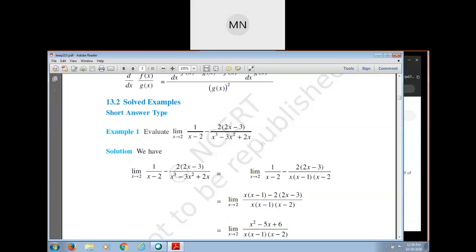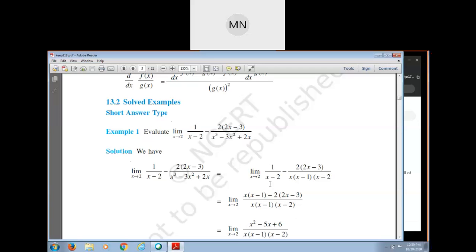In the next step, you have to factorize that expression. When we factorize x square minus thrice x plus 2, because this one is thrice x, it can be written as minus x minus twice x. So after factorizing, we get x into x minus 1 into x minus 2. Is it clear? Then see the next step.